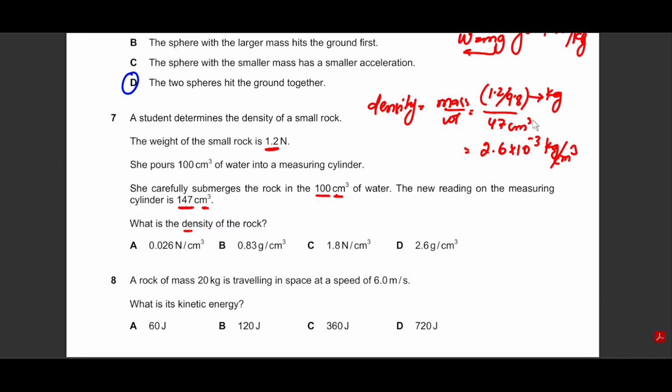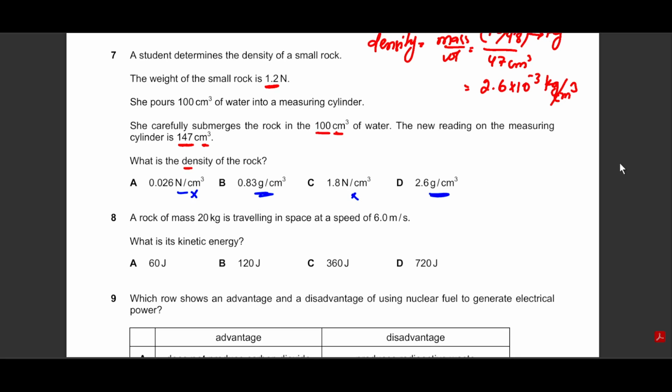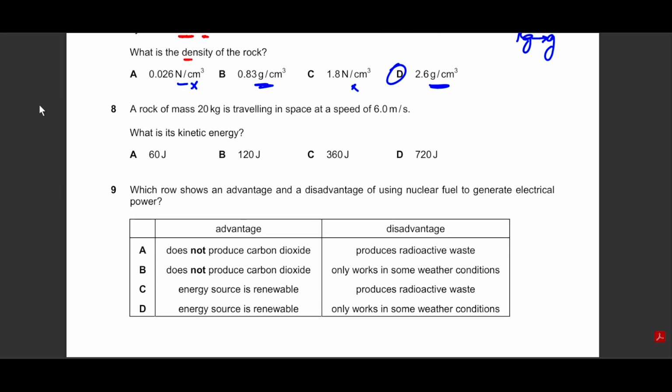So if you look at all the options, they have grams in them. Newton per centimeter cube is not a unit for density. It's supposed to be mass over volume. So the best answer would be to multiply this with 1000 to get it from kg to grams, and then it becomes option D.